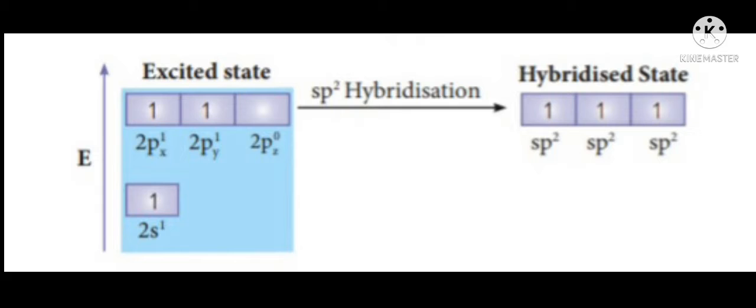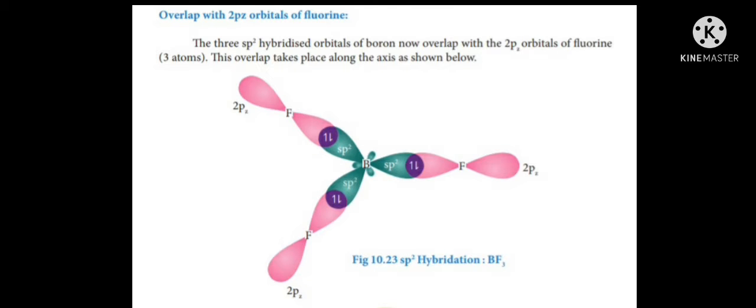120 degrees. Here we are having three fluorine atoms. In each fluorine atom, the last shell 2pz orbital contains one electron. Hence, these three sp2 hybridized orbitals of boron overlap with each 2pz orbital of the fluorine to form three covalent bonds. This overlap takes place along the axis which is shown here.